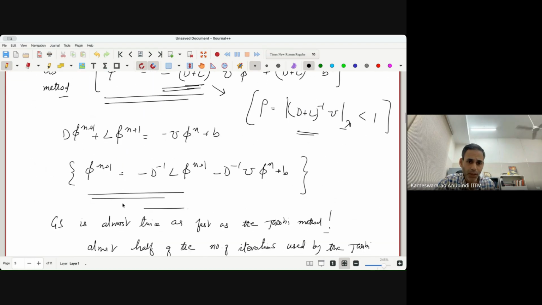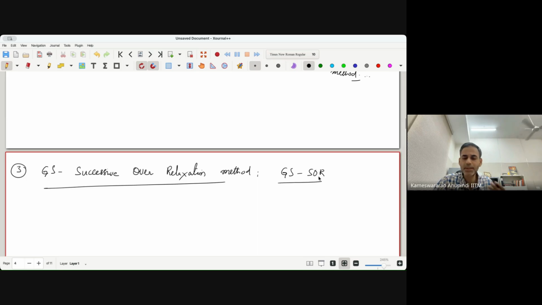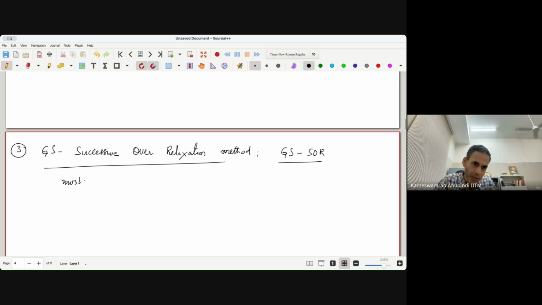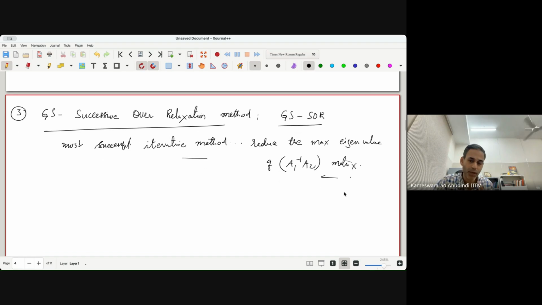All right, so there is one more variant called the successive over relaxation method. Let me put it here. This is the Gauss-Seidel successive over relaxation method, referred to as GSSOR. This is a slight modification of the Gauss-Seidel method, and is kind of the most successful iterative method. What it tries to do is reduce the maximum eigenvalue of the A1 inverse A2 matrix. It doesn't appear so, but it will try to reduce the largest eigenvalue, because when you reduce the largest eigenvalue, convergence basically increases.